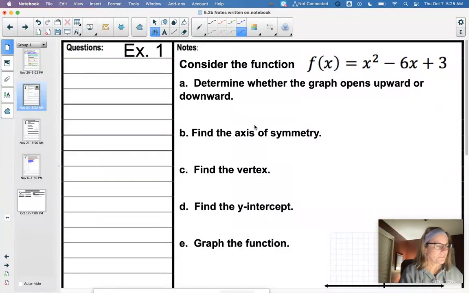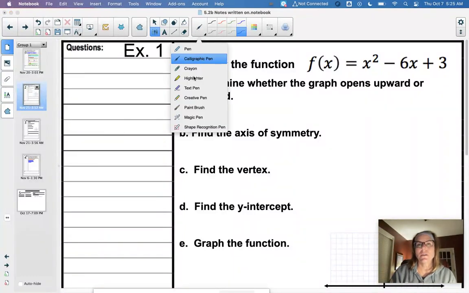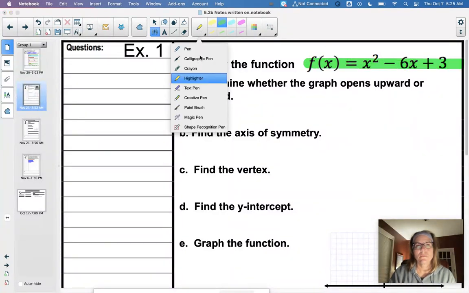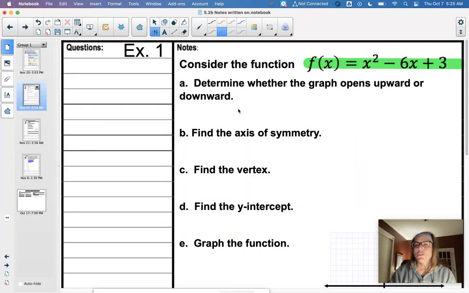Example number 1. Consider this function. Determine whether the graph opens upward or downward. So this is very similar to the last video. Well, I'm going to review. A is 1, B is -6, C is 3, just to review with you. I know the graph opens up because my A value is not negative, it's positive.